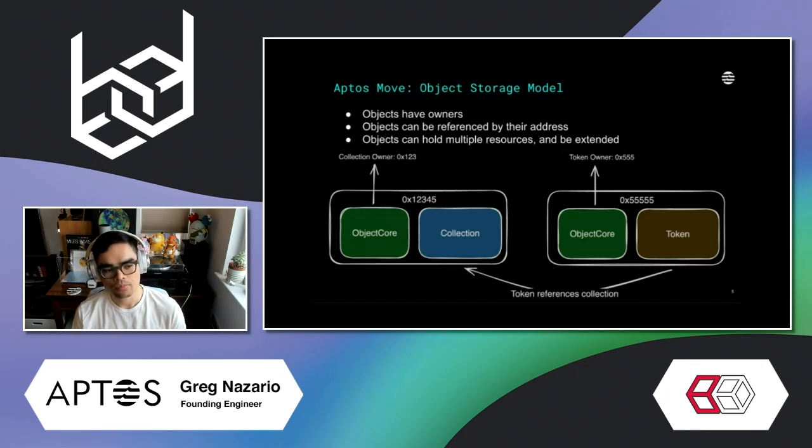Versus here, you can see that I have two objects. The object on the left is our collection, and the object on the right is a token. And the token refers back to the collection, so now you know that if you have a token, it's in the collection. And then the collection has an owner, the creator of the NFT, and each token would have a different owner. So it keeps track of the owner in each token.